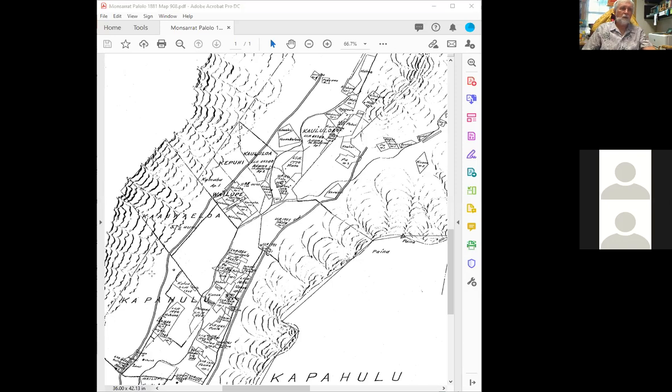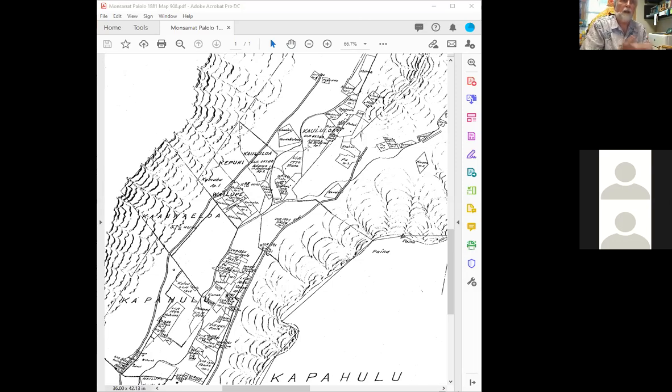Okay, here's Palolo. Here's the sort of middle part of Palolo. This is 6th Avenue here, and this is what's now 11th Avenue here. This is Montserrat's 1881 Land Court Award. In other words, the Mahele Awards map for this part of Palolo. The large holdings, including Kapuhi, for example, all this was owned by Lunalilo. All your large holdings here are held by chiefs.